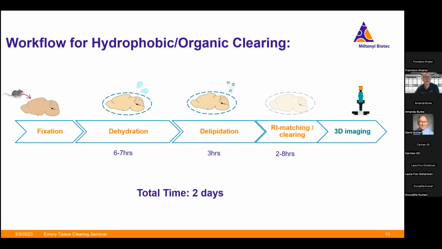So for organic clearing, there are essentially three major steps. That's dehydration, delipidization, and RI matching with an organic solvent. So it's very simple, and this can be accomplished in a couple of days, as you can see in the timeline as it goes here.